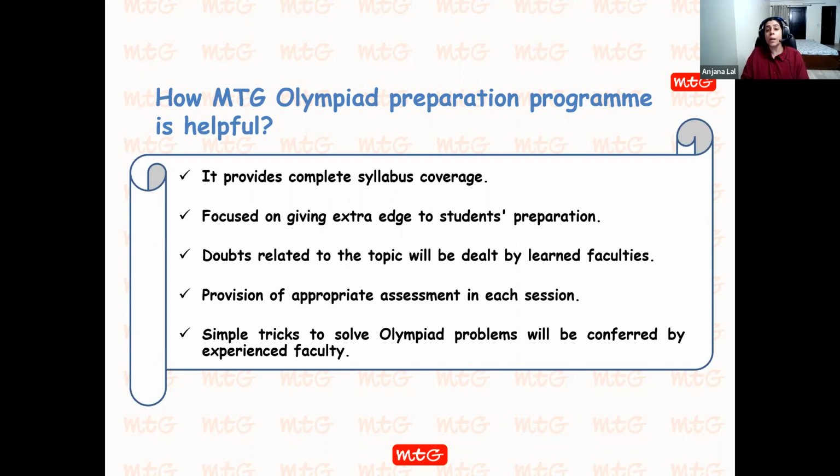See, science is a dynamic subject. There can be many answers to a particular question. How to arrive at the perfect and the best answer to that question is dealt with by the faculties through different tricks. They teach you different tricks and methods through which you can identify the best given option.